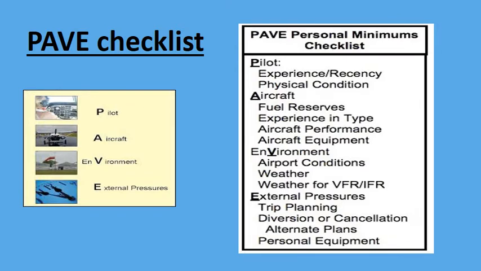Teach students to use mental checklists. It's all part of the aeronautical decision-making process. Students should understand the PAVE checklist. PAVE, Personal Minimums Checklist. The pilot. What's my experience? How recently have I flown in certain conditions? And my physical condition. More about that in the I'm Safe checklist.